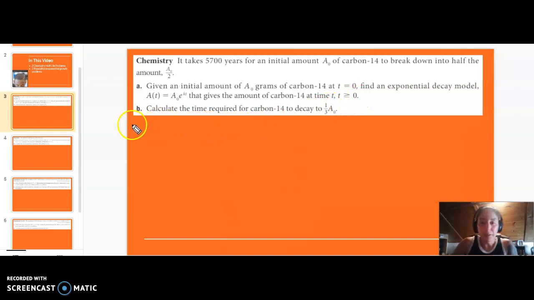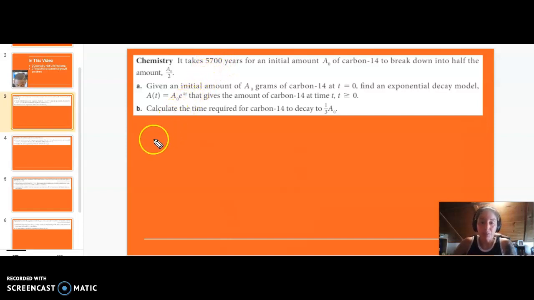We don't know what A naught is going to be. E is our number e. We don't have a K and we don't have a T, but that's actually okay. What we need to find is K, because we are going to input T and get results out. T can stay T, but we need to figure out what K is. How are we going to figure out what K is? We're going to use the information given to us up here.